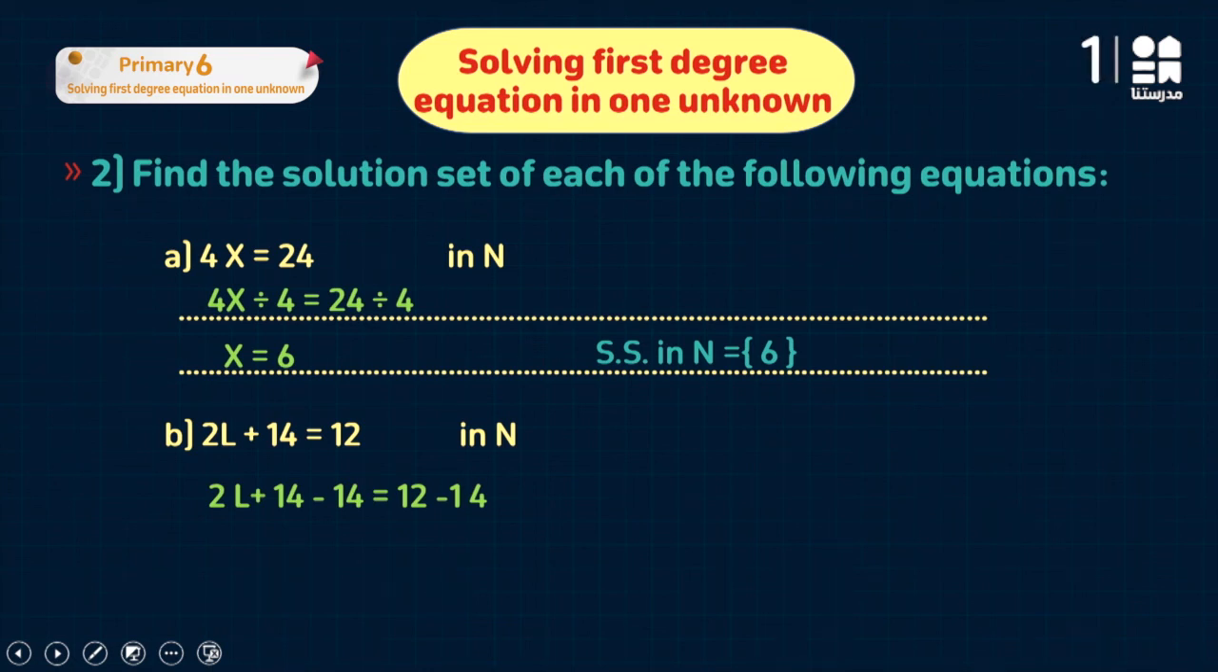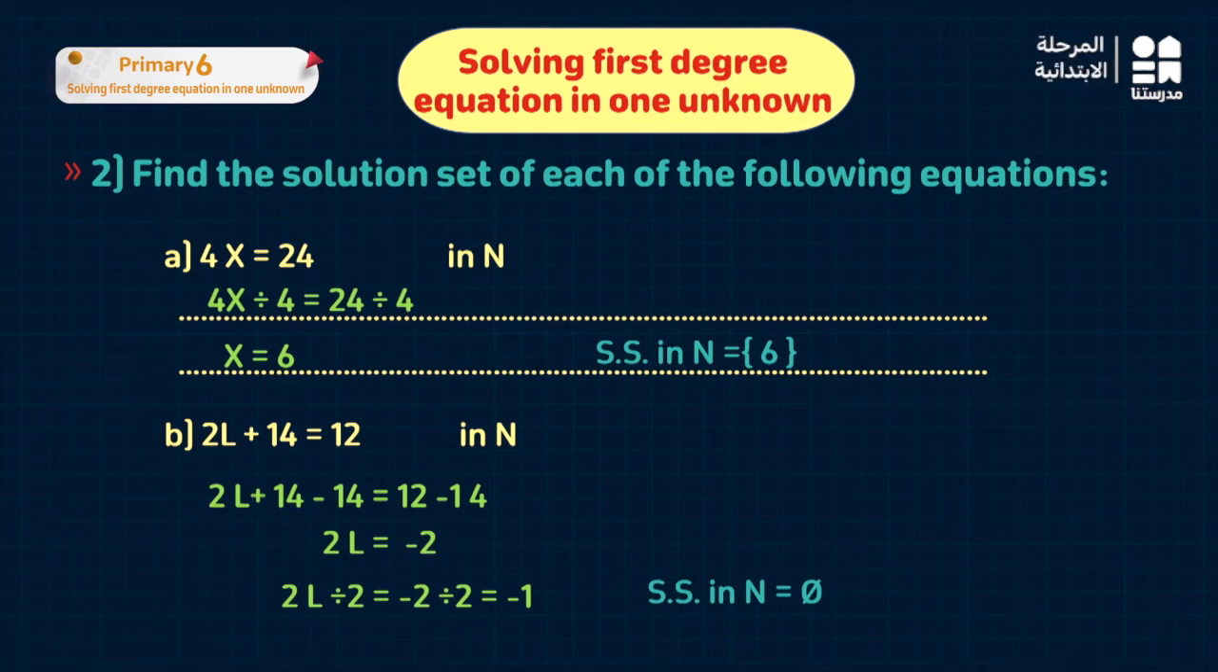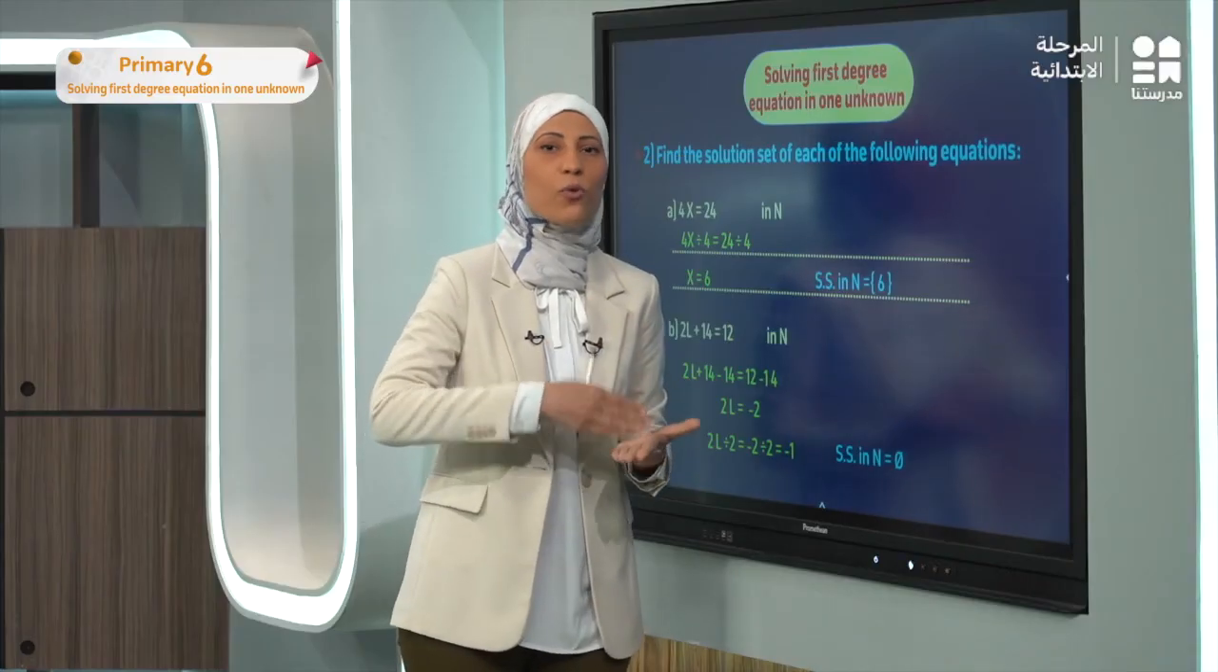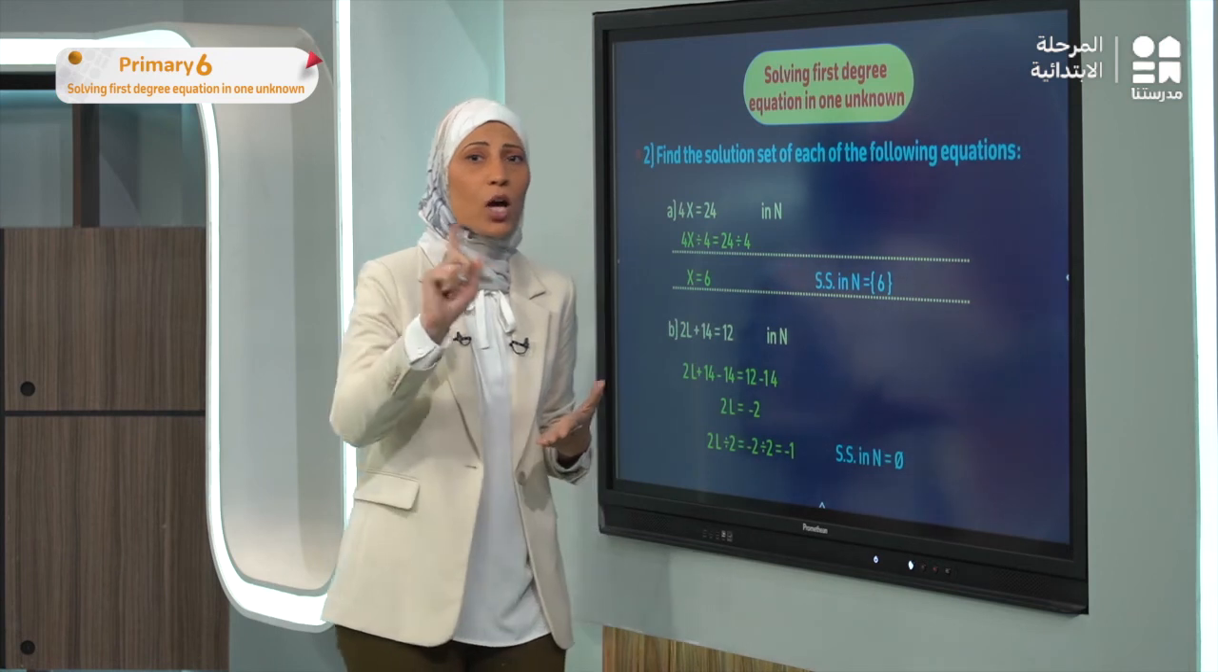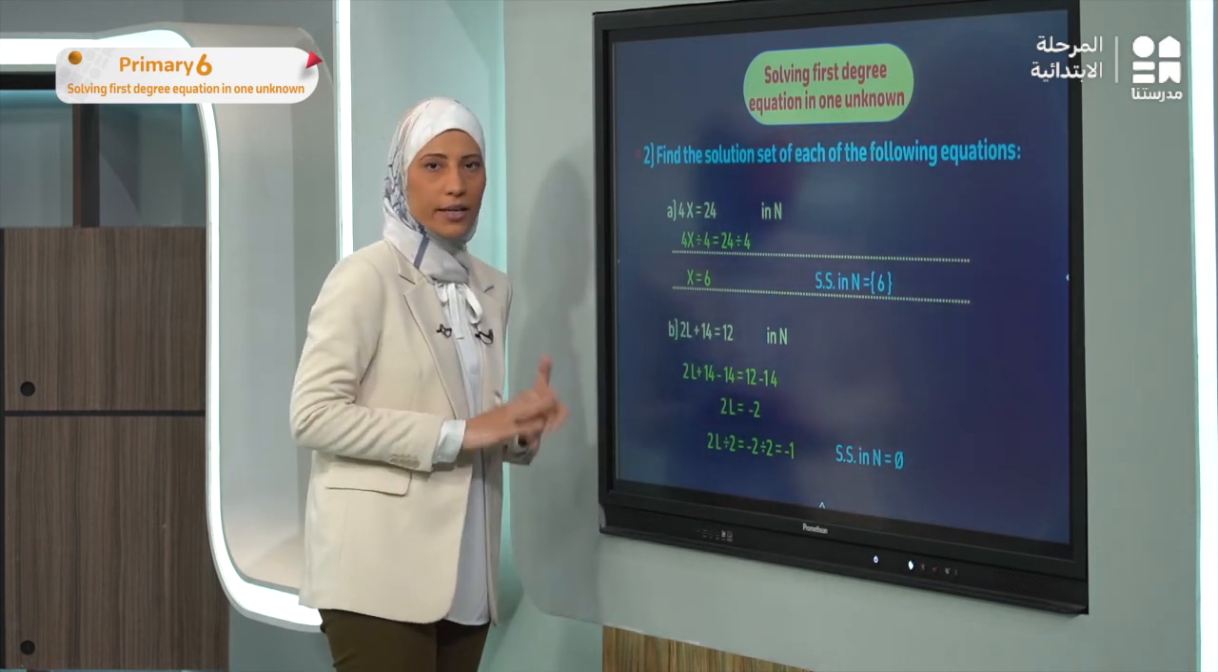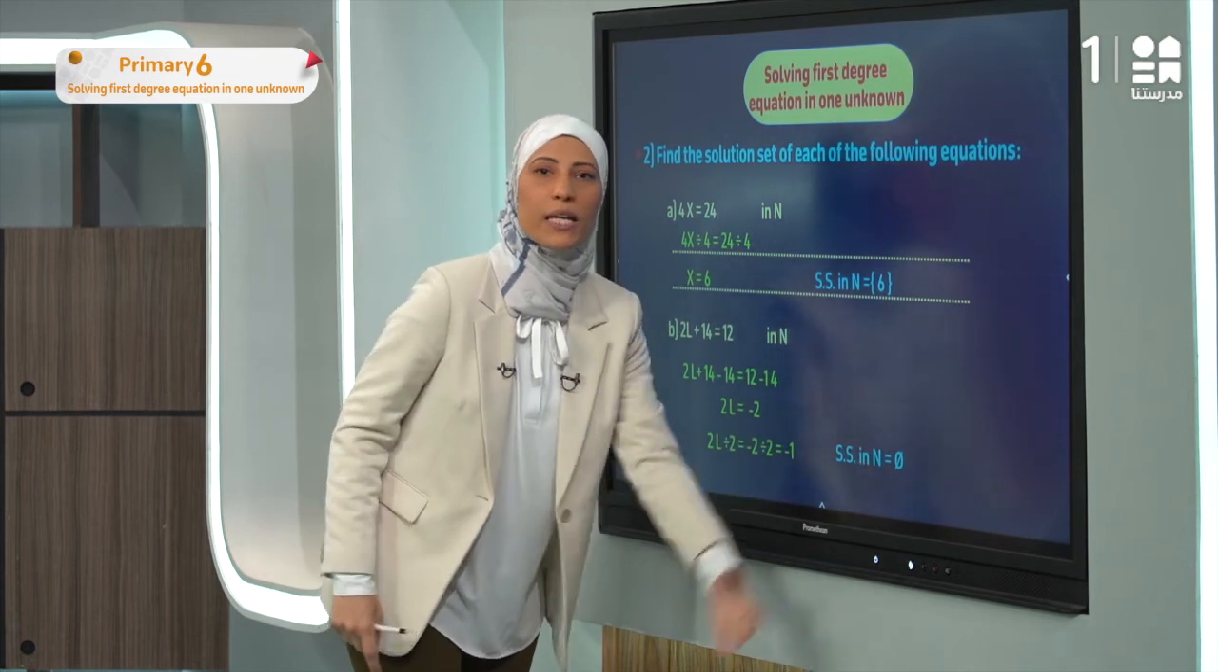I subtract the inverse number to cancel it. It will be 2l equals negative 2. I have the 2, so I will divide by 2 on both sides to find the value of L. So L equals negative 1. Now, do I have negative 1 in the set of N? Of course not. N starts from 0 and moves through the positive integers, so I do not have negative 1 in my set of N. So the answer is supposed to be the empty set.